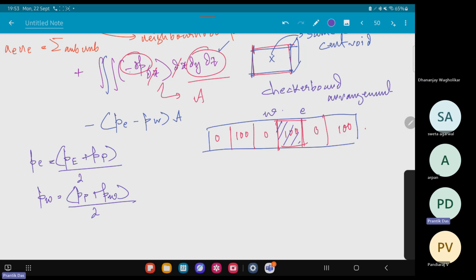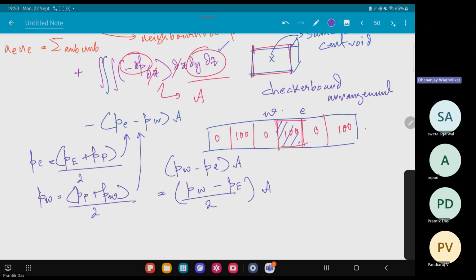Okay. So now if I pull the values here, you will see that P_W minus P_E multiplied by area can be further reduced as P_W minus P_E divided by 2 multiplied by area. P_W is basically 0 because this is capital W and this is capital E, which is 0. So 0 minus 0 divided by 2 multiplied by area. So this is giving me 0.